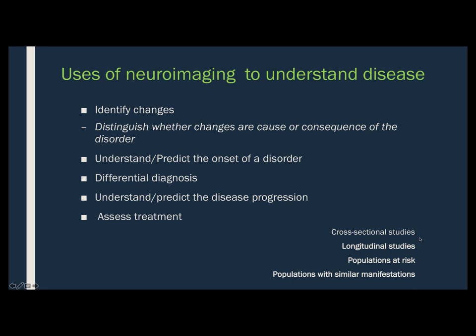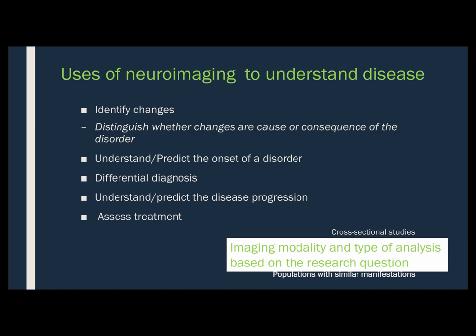Of course, we need to see how people change over time. That's harder, takes time, so we also need larger cross-sectional studies. We want to see the populations at risk, and we want to study populations with similar manifestations if we want to get some sort of biomarker for the disease. So how we are going to study each of the changes or the differential diagnosis or treatments depends on the question, and we will need to figure out what modality of the images that I mentioned before will yield some information.